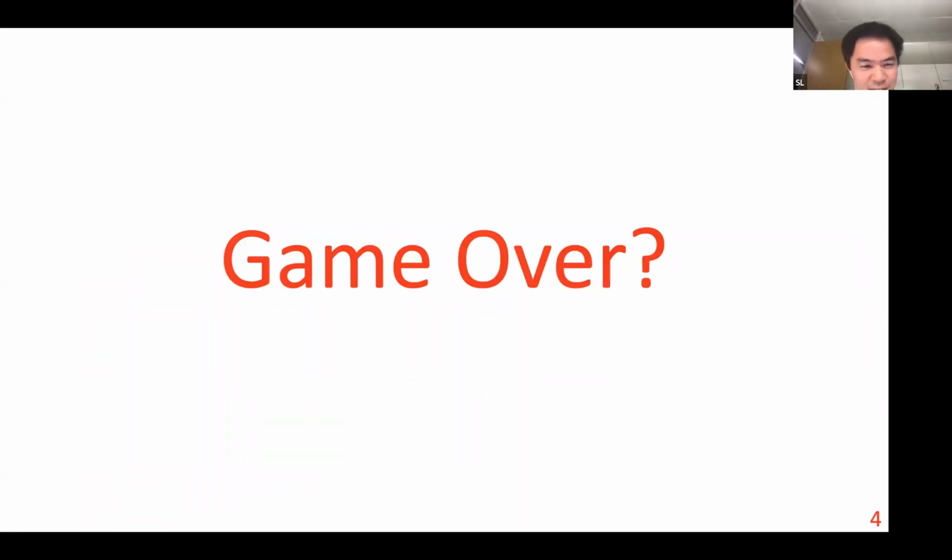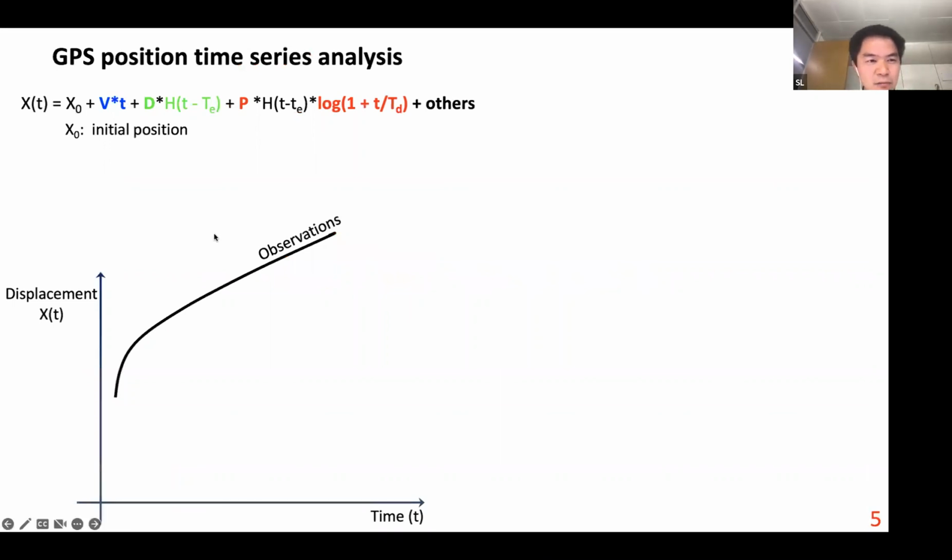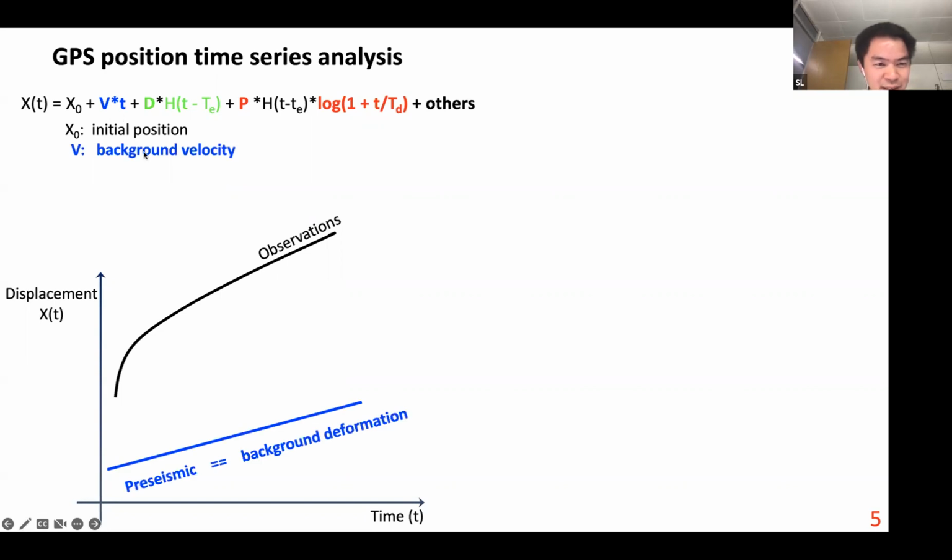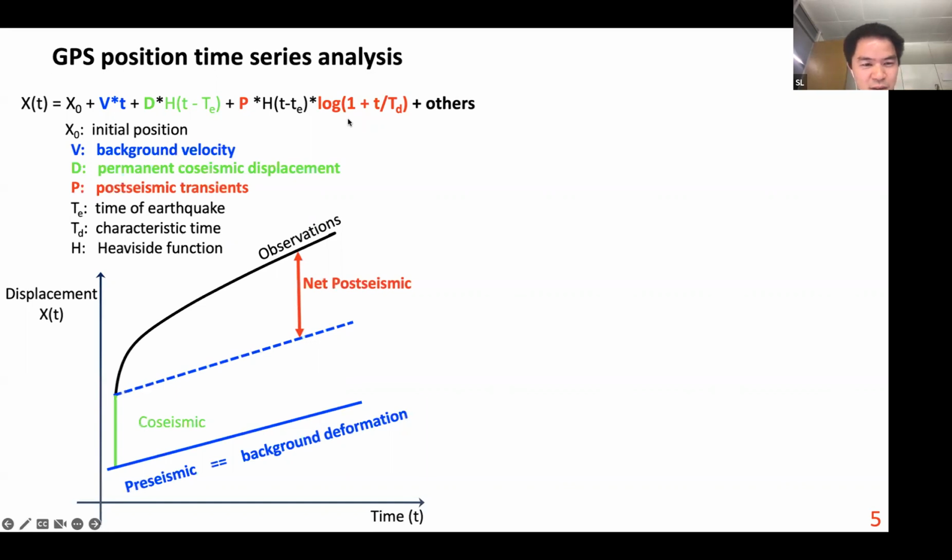The answer is no. During my PhD in China, I had the courage to play this game, and I started from the most simple step, which seems to be quite naive. It's about the GPS position time series. Once we get the GPS position time series, we usually use the following equation to describe it. This equation includes a linear function, the blue curve, for the background deformation, a step function for the permanent coseismic offset, and also a logarithmic function for the postseismic transient. So it works well in many places. So far, so good.